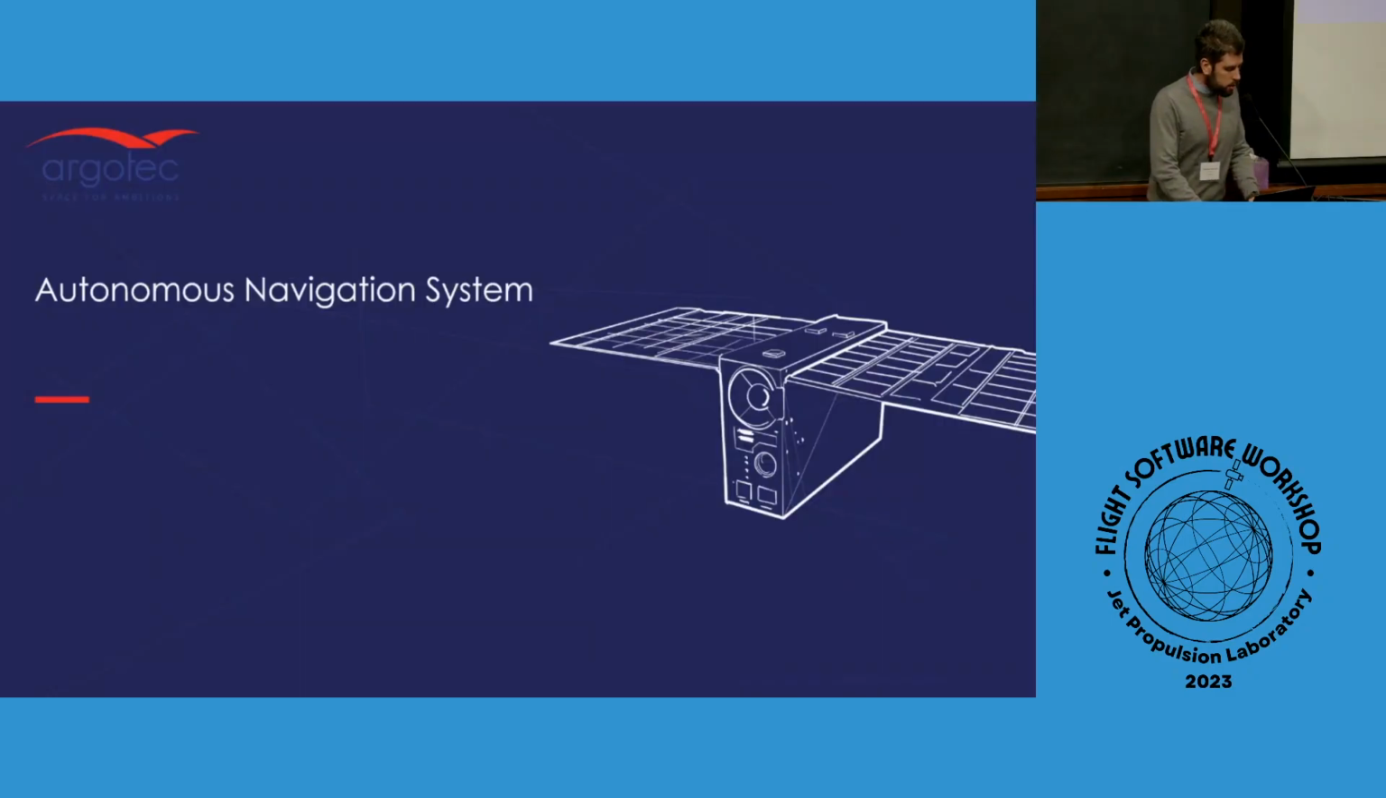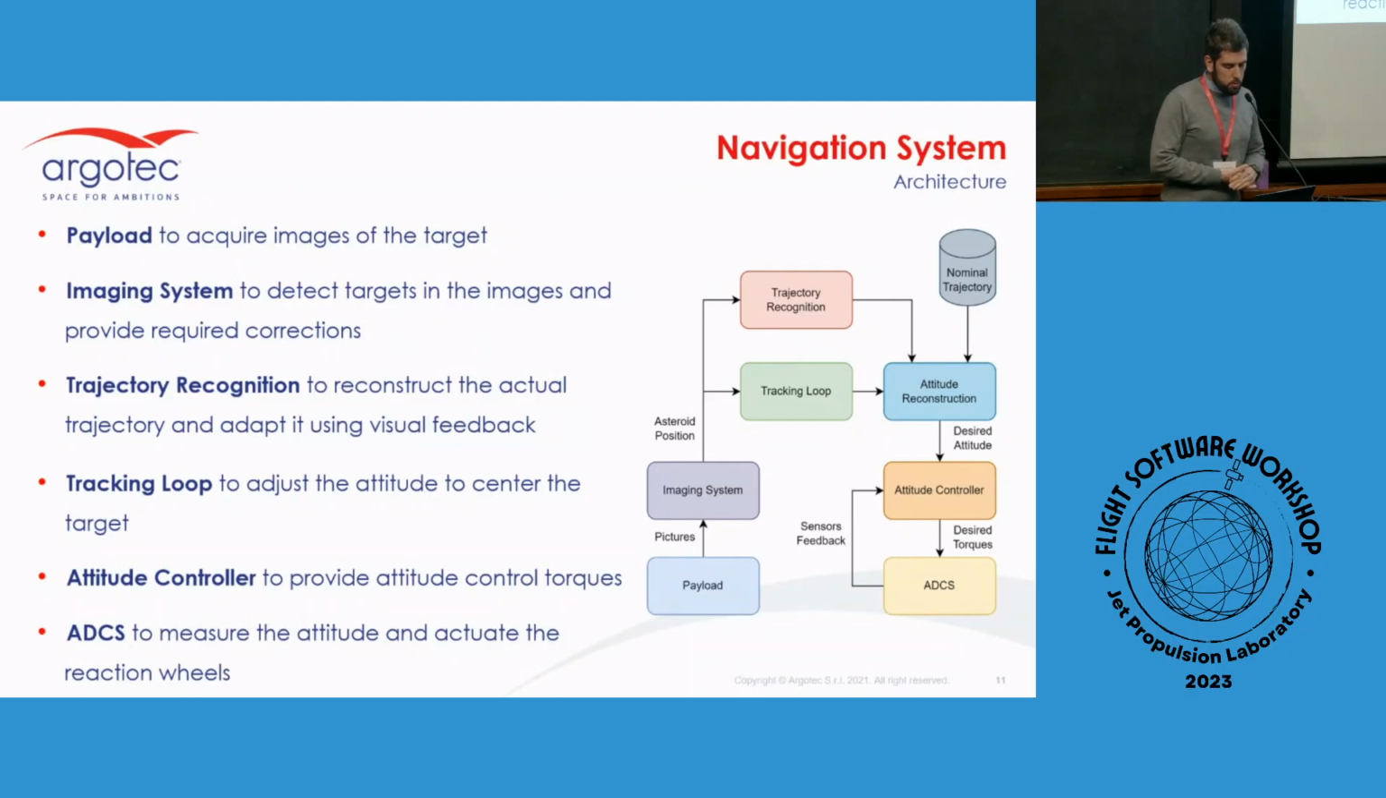So all these drivers were used to design the autonomous navigation system. This system is composed of many blocks working in a closed-loop way, and all these blocks are integrated in the main satellite flight control software, which worked, as I said before, on a real-time operating system, or RTEMS, in a hard-scheduled way. So going in order through the blocks, we have the payloads to acquire the images.